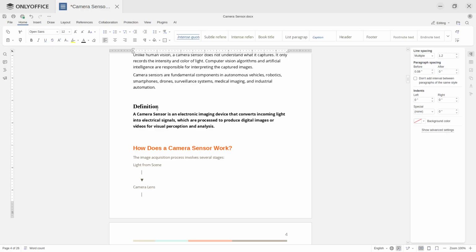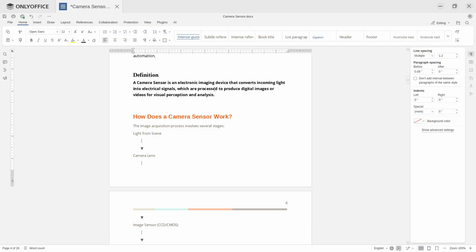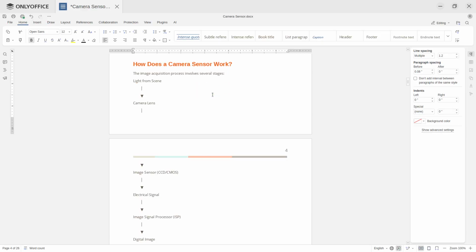Right. So what is the definition? A camera sensor is an electronic imaging device that converts incoming light into electrical signals, which are processed to produce digital images or videos for visual perception and analysis. Right. I hope this is understood. Then let us move on.